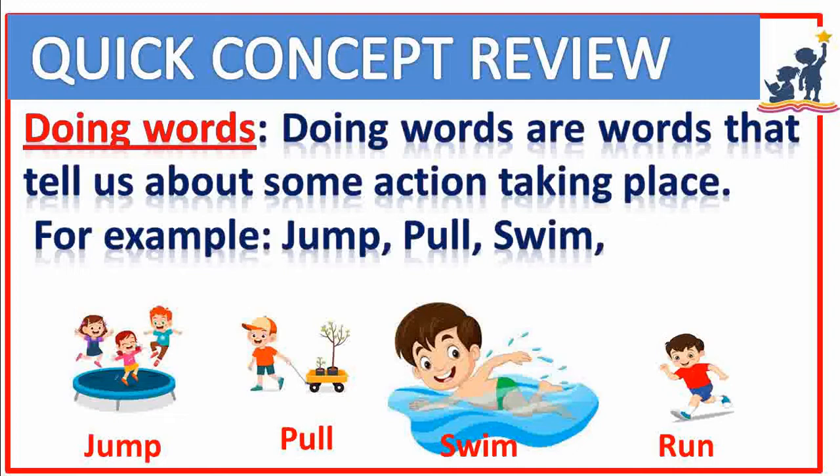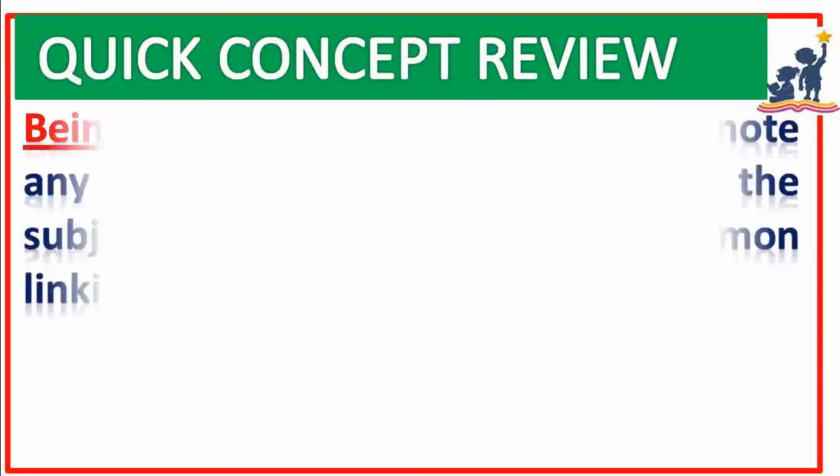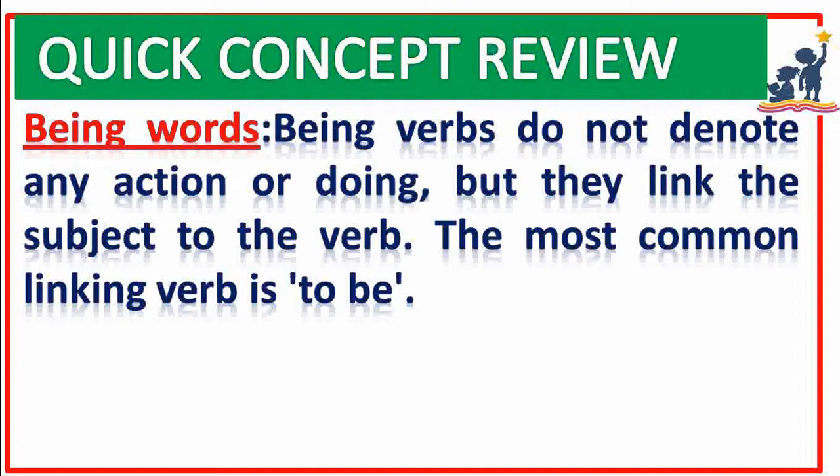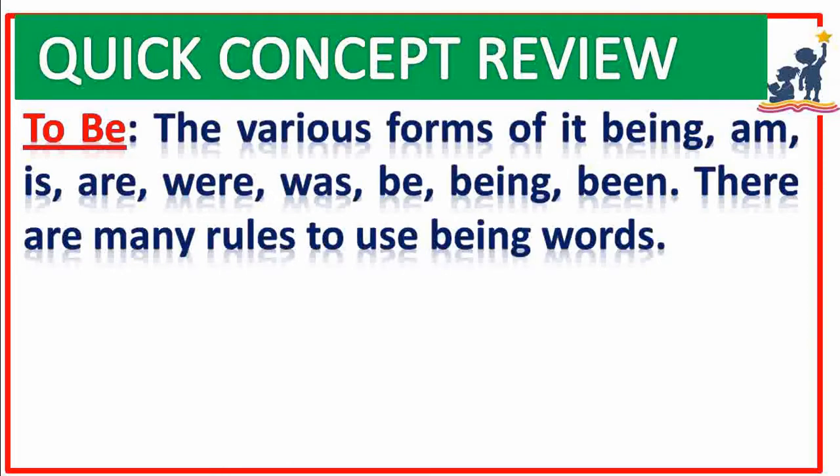Example: jump, pull, swim, run. These are doing verbs. Being verbs. Being verbs do not denote any action or doing, but they link the subject to the verb. The most common linking verb is to be. The various forms of it are being, am, is, are, were, was, be, been. These are the linking words.